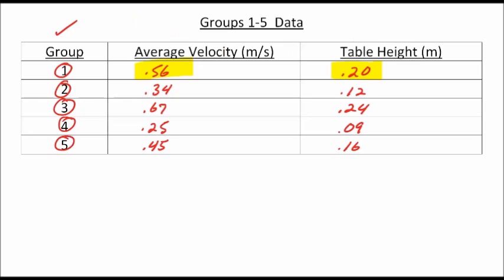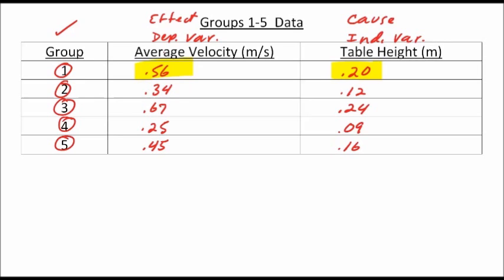Also, keep this in mind. Don't forget, the average velocity, that is the dependent variable. It is also, in terms of when we talk about cause and effect, the effect. And the table height, you remember, is the independent variable, and it is also referred to as the cause. So if you change the table height, it causes a change in the average velocity. At least that's what you would imagine you would see. That's what your hypothesis says.